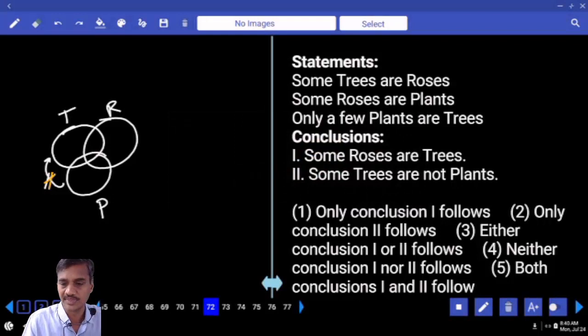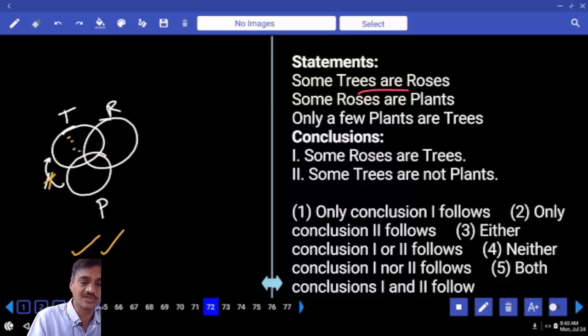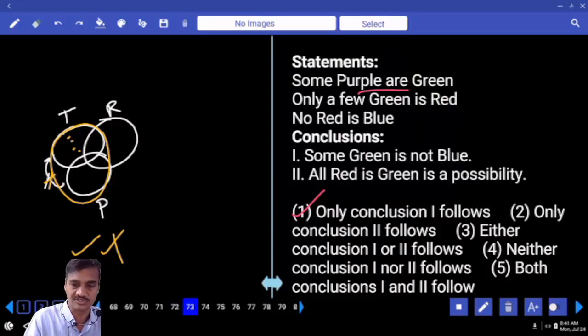Then the next one: some roses are trees. Some roses are trees is always true, since some trees are roses is nothing but some roses are trees. And some trees are not plants. These are the trees that are not plants, that is definitely true. To make this one false, I need to write all trees are plants. This entire plant cannot be part of tree, but tree can be a part of this plant. Hence the alternate diagram to the previous conclusion is false. So your answer is only one, that is choice one, question number 72.